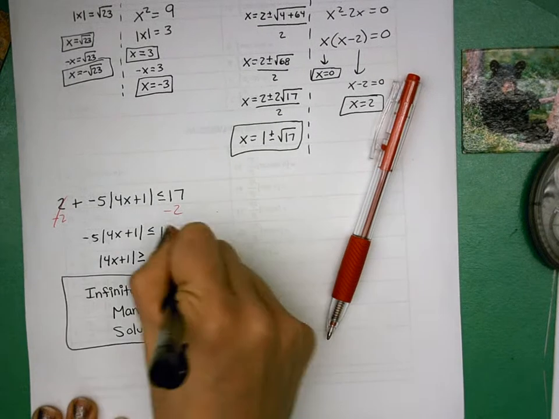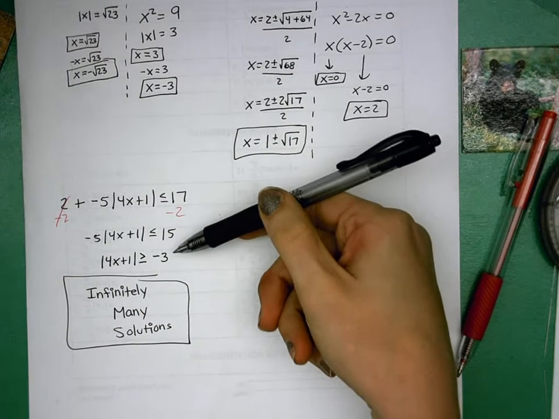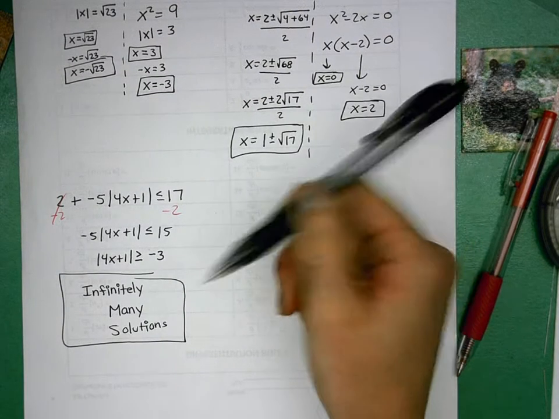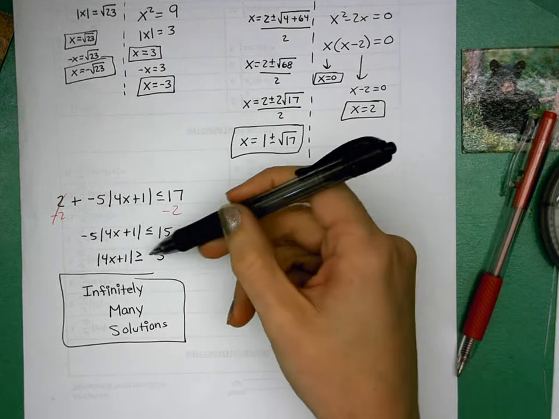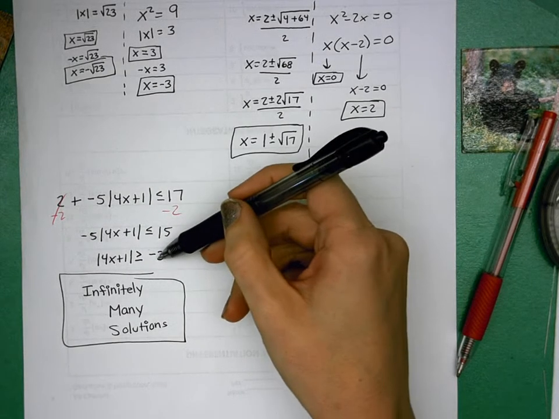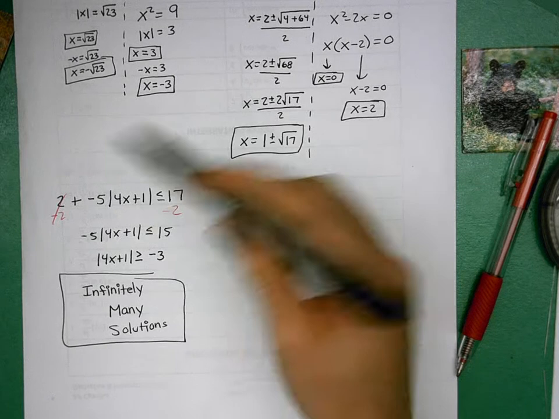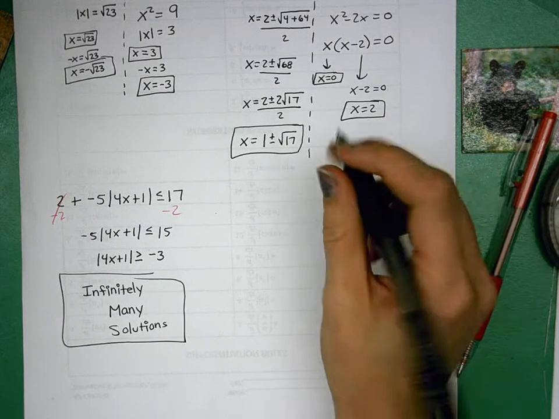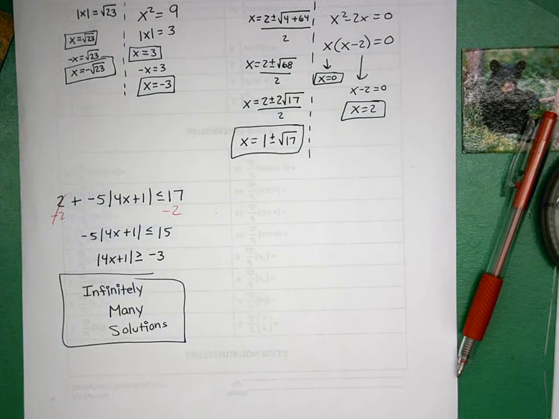If this said the absolute value was less than the negative, well, an absolute value can never be less than a negative, and so that would be no solution. If this negative 3 had been a positive number, then I would have split up my positive and my negative leg, just like we've been doing in all the previous example problems so far. But in this case, absolute value is always bigger than a negative, and so we have our infinitely many solutions.